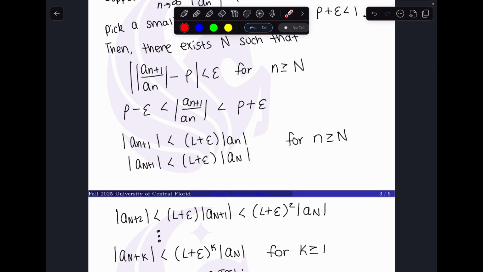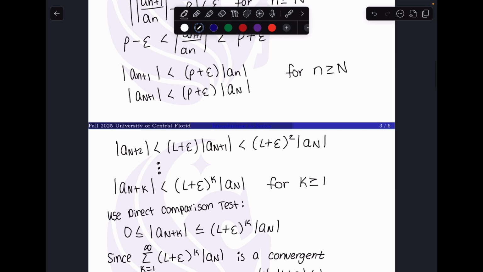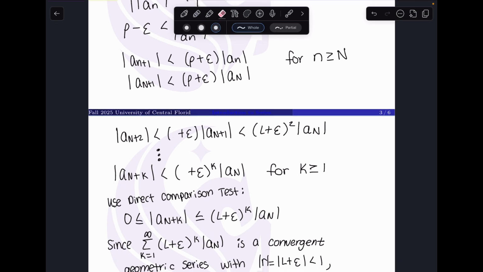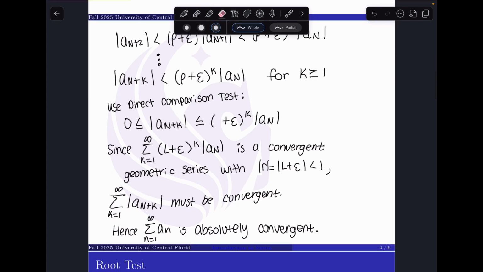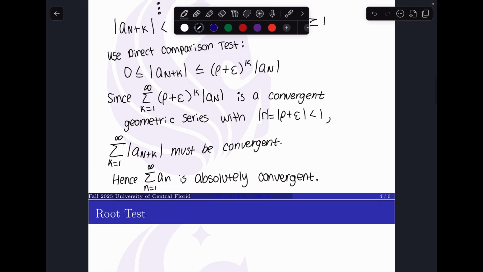And if I rearrange this, essentially I'm going to take this piece and rearrange it, I get that the absolute value of a sub n plus 1 has got to be less than rho plus epsilon. It's just like L and I replaced it with an L. These are all rho's. I got them all. Okay.